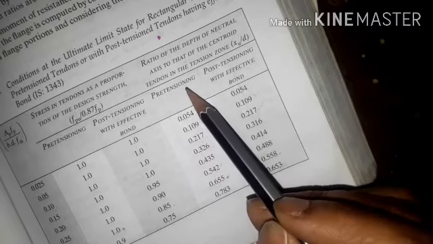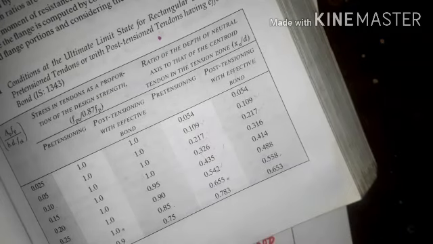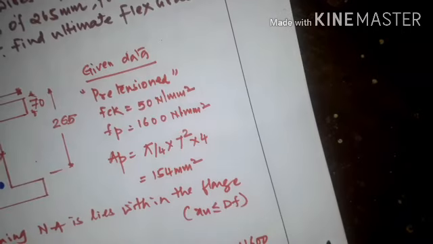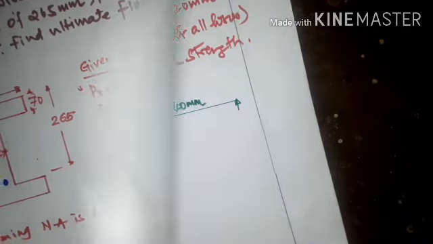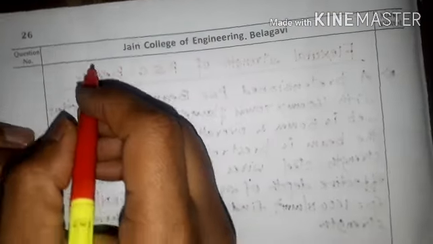Okay, and this is pre-tensioning, so we have to interpolate between these two. I'll note down the values here according to the table, then it will be very easy for the interpolation.